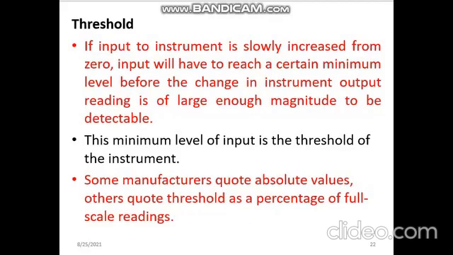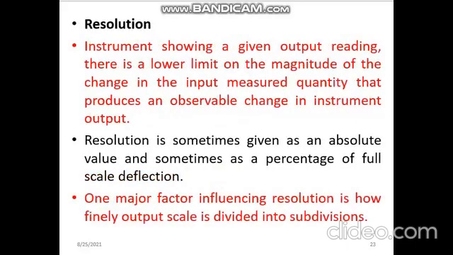This minimum value, the threshold of an instrument, as I said, is the minimum that it can detect. For instance, if you have an ammeter and whenever the current is below 1 microamp it cannot respond, then you can say 1 microamp is the minimum threshold of this instrument. And of course, sometimes the threshold values are given as a percentage of the full scale, just like the accuracy we have seen before. Now, the next thing is resolution.